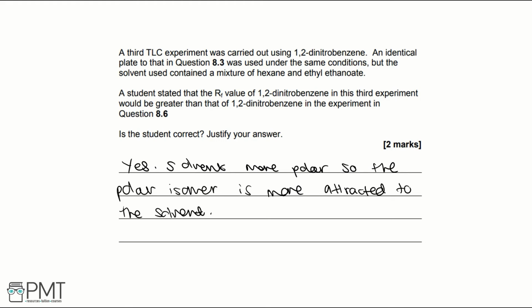So solvent more polar, so the polar isomer is more attracted to the solvent. This bit gets you 2 marks. Saying yes doesn't get a mark. You only get your 2 marks if you write yes with an explanation.